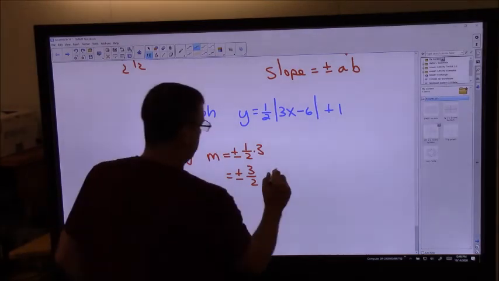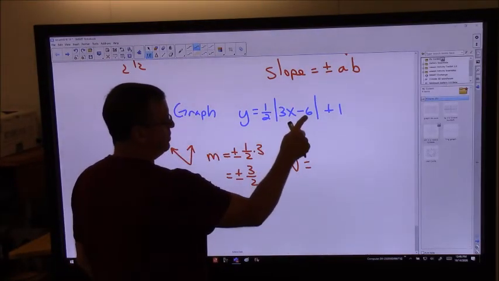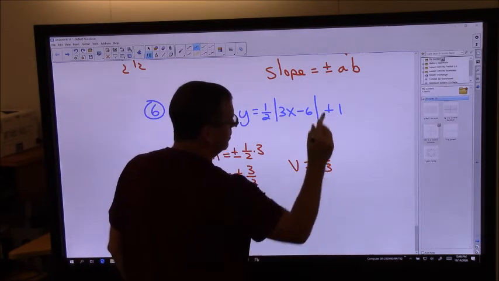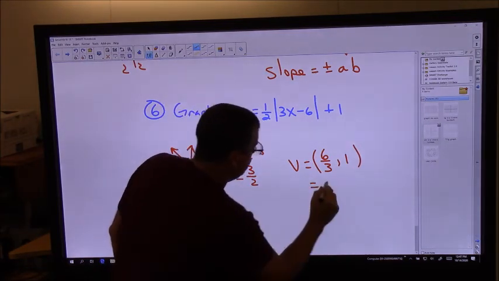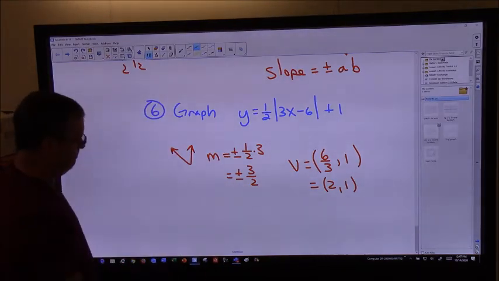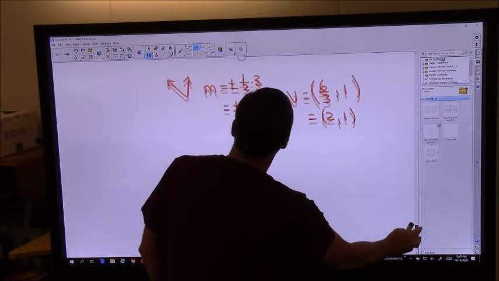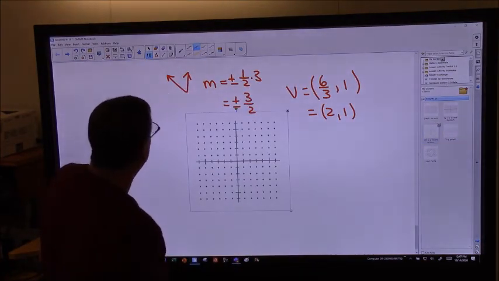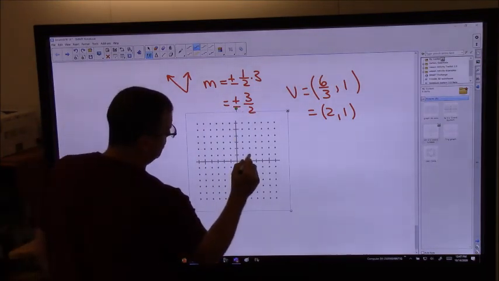The vertex is going to be at opposite of this divided by this. So a positive 6 over 3, comma 1. Or, what is that, 2 comma 1. That's all I need to graph this. So let me just pull in a grid here. So the vertex is at 2 comma 1, that's right here.